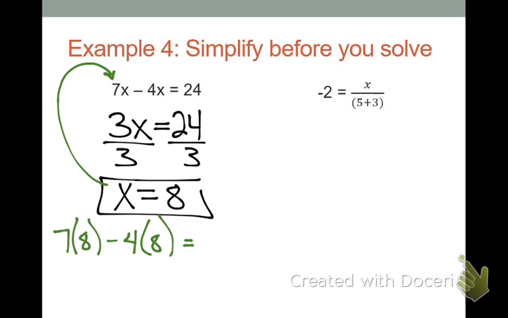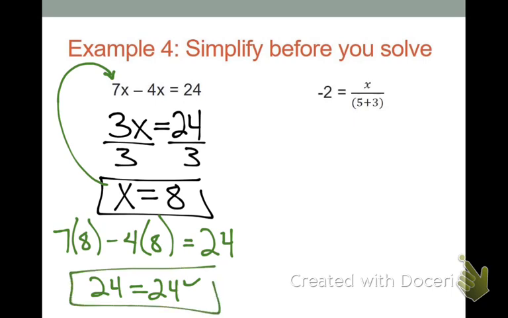So on the checking, you're going to plug it back into the very original problem. Since I said my answer was 8, I need to plug it in for x in both terms. Equals 24. Put it in your calculator: 7 times 8 minus 4 times 8. 56 minus 32. What would it give us? It gives us 24. So 24 equals 24, and it checks out.